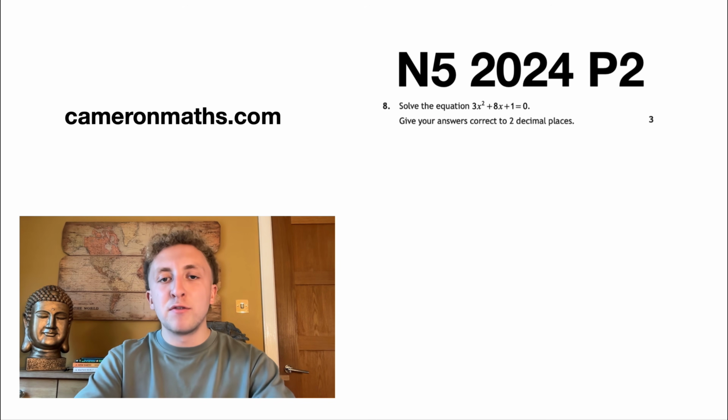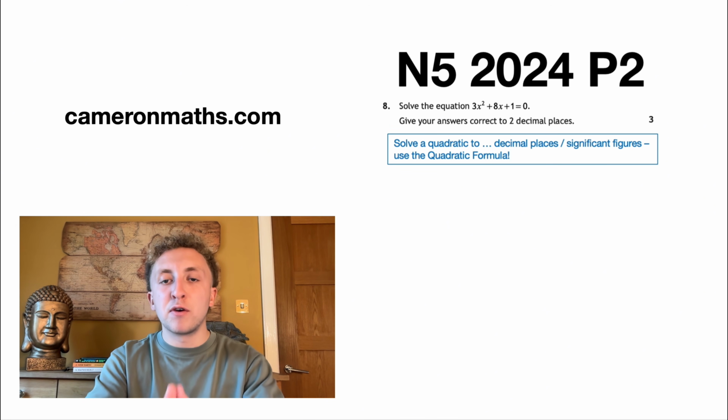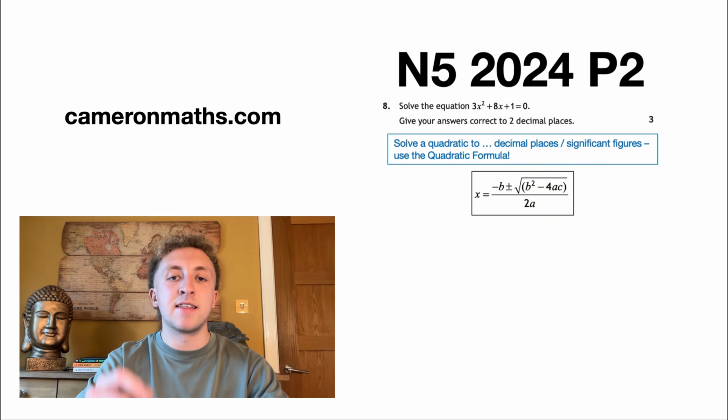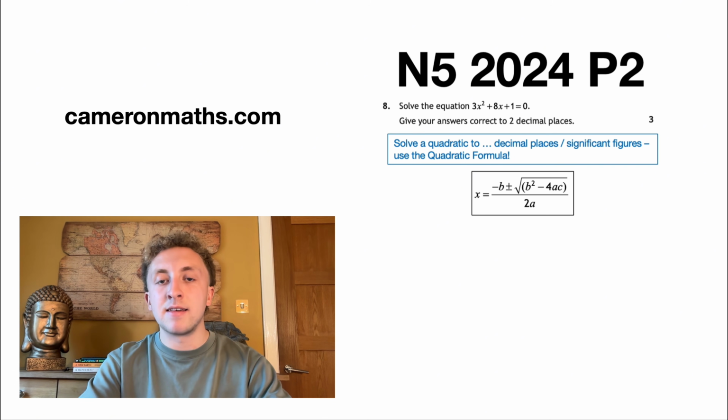Question 8 asks us to solve the quadratic 3x squared plus 8x plus 1 equals 0 to two decimal places, and the key is in that last part. If you're ever asked to solve a quadratic to a certain amount of decimal places or significant figures, that's an indicator that we should use the quadratic formula. On the formula sheet, that's given as x equals negative b plus or minus the square root of b squared minus 4ac all divided by 2a, where a, b and c are the coefficients of the quadratic.